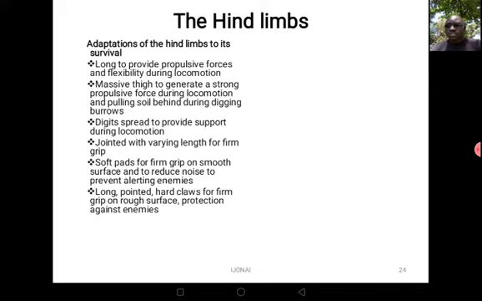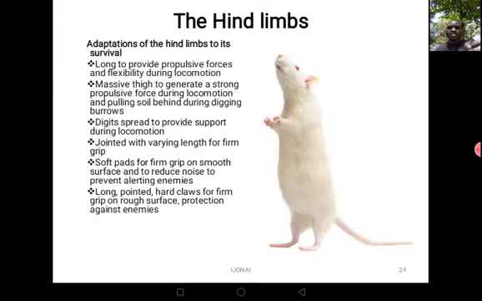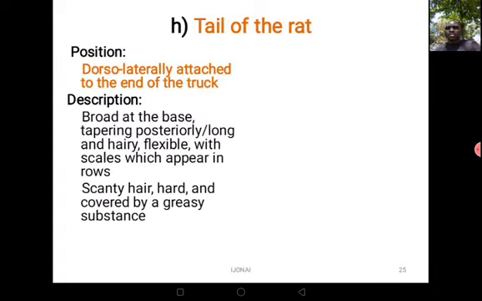Soft pads for reducing the noise during movement, and then long pointed hard claws for firm grip, but also for protection and defense against the enemies or predators.